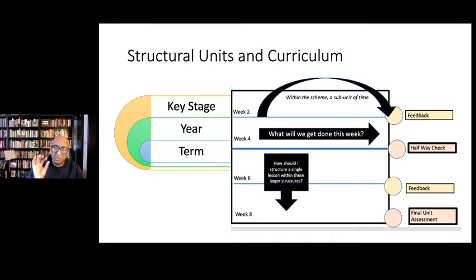The individual lesson being the most atomic, the smallest particle, if you will, of the learning, and it lifts all the way up from the term into the year, into the key stage, and then beyond into the curriculum as a whole. So this is what we mean by structure. This is what we mean by curriculum.